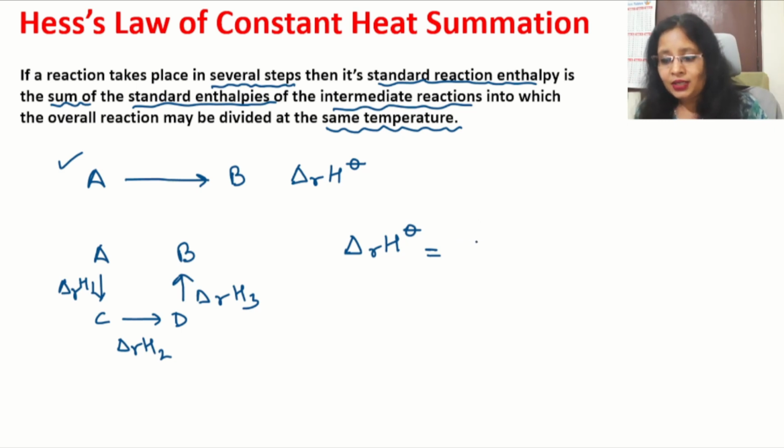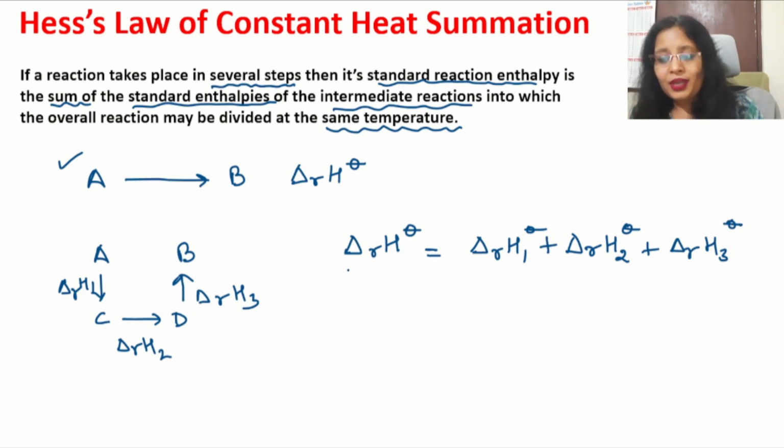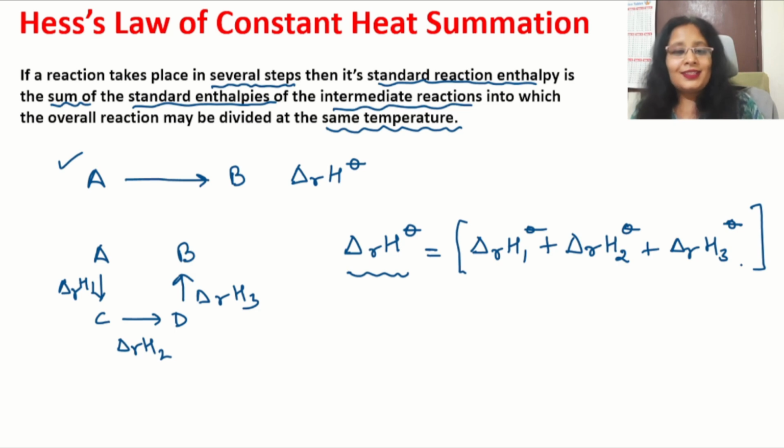So here it is delta rH1 standard plus delta rH2 standard plus delta rH3 standard. So the total overall standard enthalpy of the reaction is the sum of all the intermediate standard enthalpies. That is all about Hess's law. So this will be used in numericals.